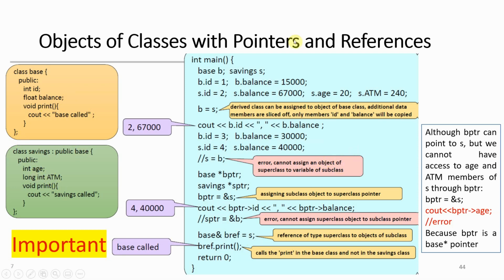In the next video, when we talk about polymorphism, we're going to talk more about this concept, but here I just wanted to show you that this is possible, this is also possible, but this is not valid. And similarly, if you have savings ampersand sref equal to b, that's not going to be valid. Okay.